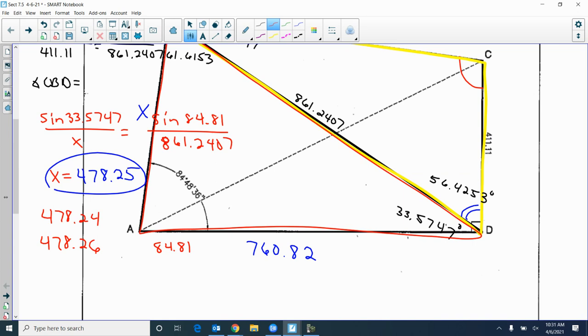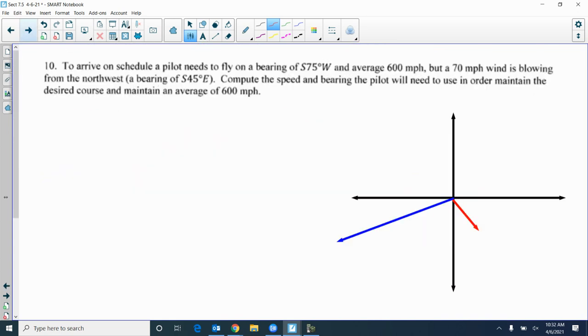All right, number 10, from the homework. Were you able to get that right? All right, you got it right, that's good. Let me just kind of give you a quick rundown of what's going on here, and then give you a little bit of an idea.